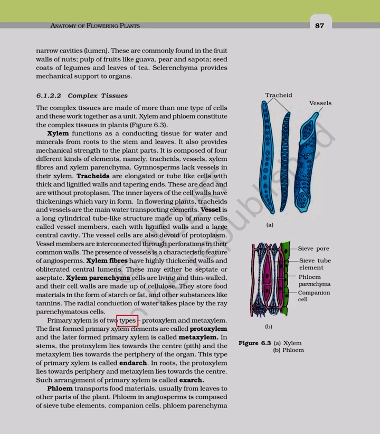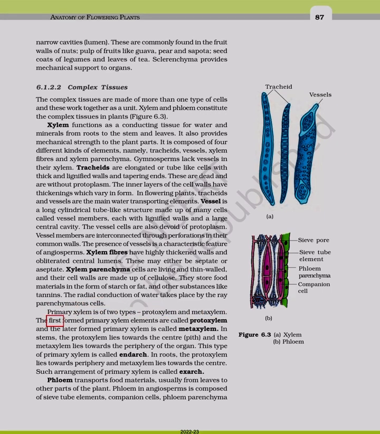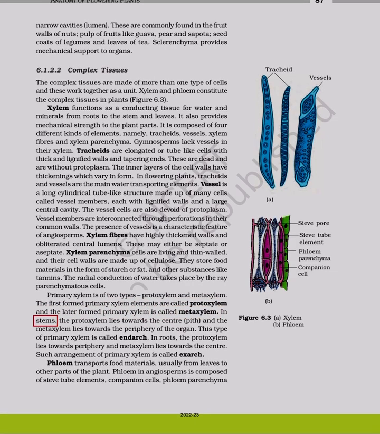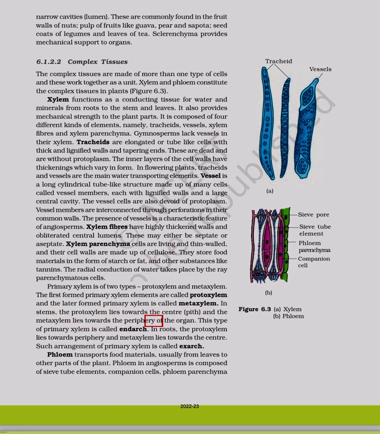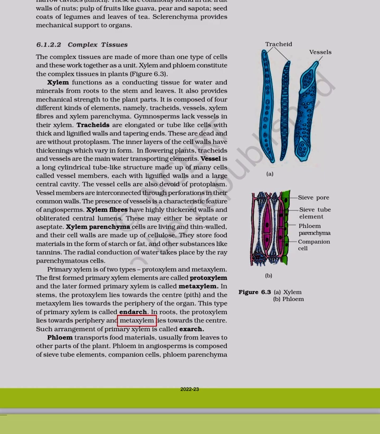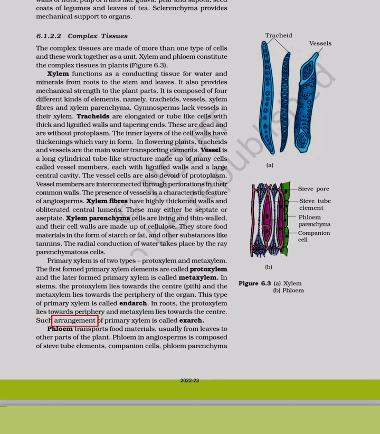Primary xylem is of 2 types, protoxylem and metaxylem. The first formed primary xylem elements are called protoxylem and the later formed primary xylem is called metaxylem. In stems, the protoxylem lies towards the center, the pith, and the metaxylem lies towards the periphery of the organ. This type of primary xylem is called endarch. In roots, the protoxylem lies towards the periphery and the metaxylem lies towards the center. Such arrangement of primary xylem is called exarch.